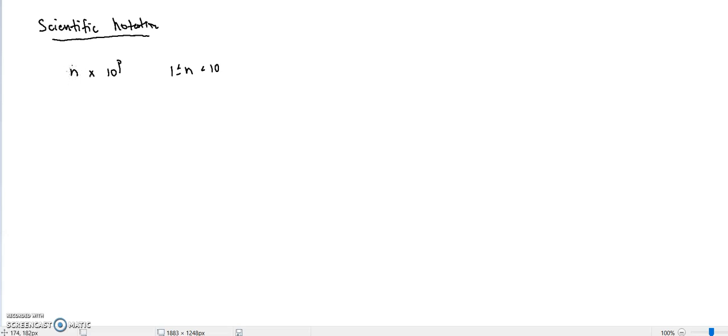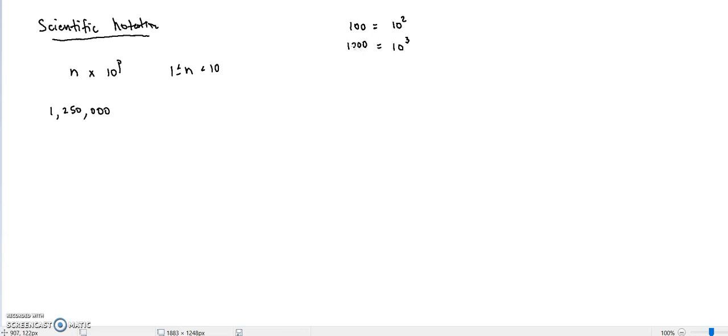Okay, so the coefficient has to be between 1 and 10. So basically you want one digit and then a decimal place. And then the power is whatever number of places it takes to move that to get it where it needs to be. So let's look at a few examples. 1,250,000.